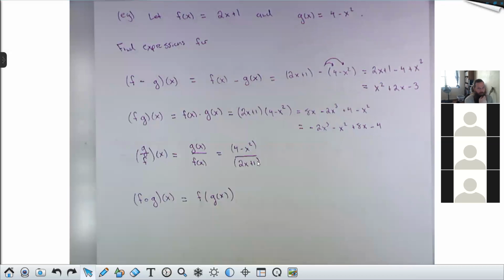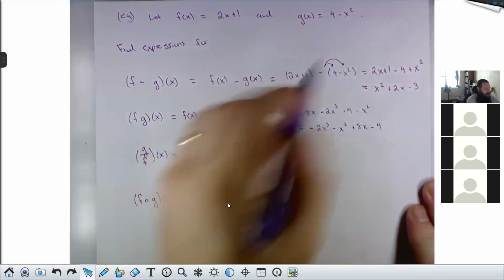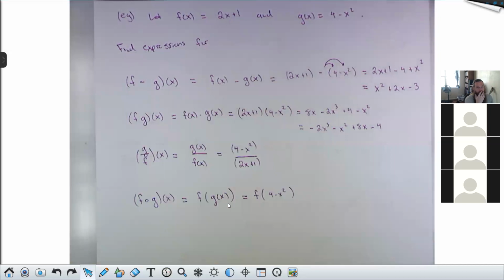So remember the definition, f of g of x, or f∘g of x, is what you get by plugging g of x into f. And then from here, you've got a couple of ways you can think about it. We can say, okay, what's the inside? Well, I know g of x is 4 minus x squared. So this is f of 4 minus x squared.